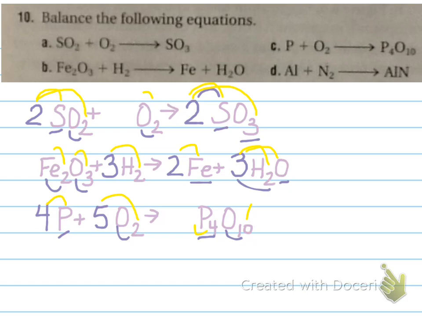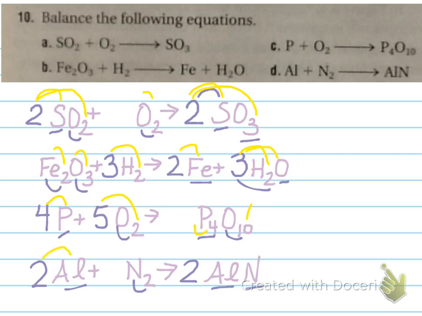And letter D, aluminum reacts with nitrogen to produce aluminum nitride. One aluminum, 2 nitrogens, 1 nitrogen, so I need a coefficient of 2 in front of aluminum nitride, which means I need a coefficient of 2 in front of aluminum. I think I'm balanced. 2 aluminum, 2 aluminum, 2 nitrogens, 2 nitrogens. Yep, we're balanced.